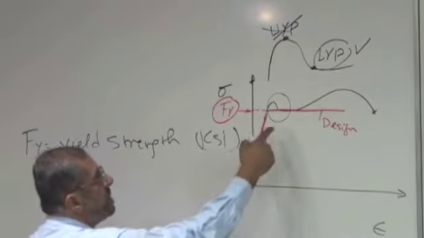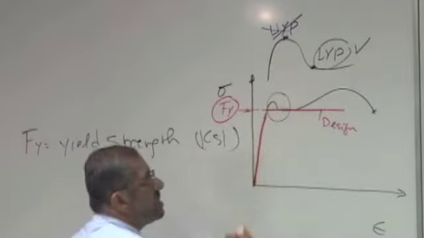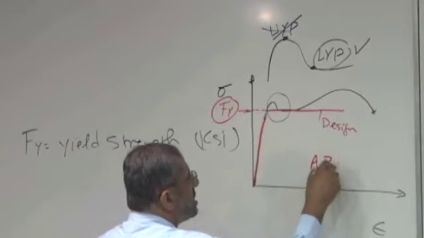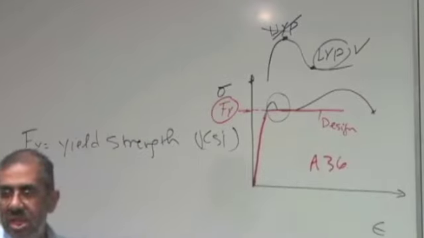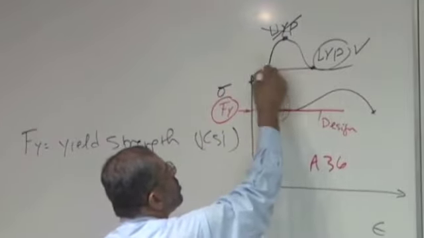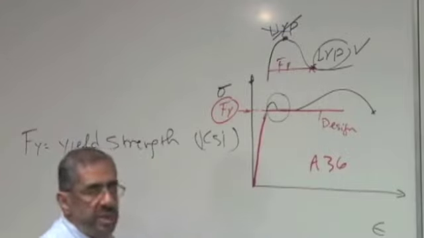This is for a material that has a well-defined yield point. This is a type of steel like low carbon steel, like A36 steel, for example. A36 steel has a well-defined yield point. It has an upper yield point and a lower yield point, and the code, as I told you, considers the lower yield point as my F sub y. We ignore the upper yield point.